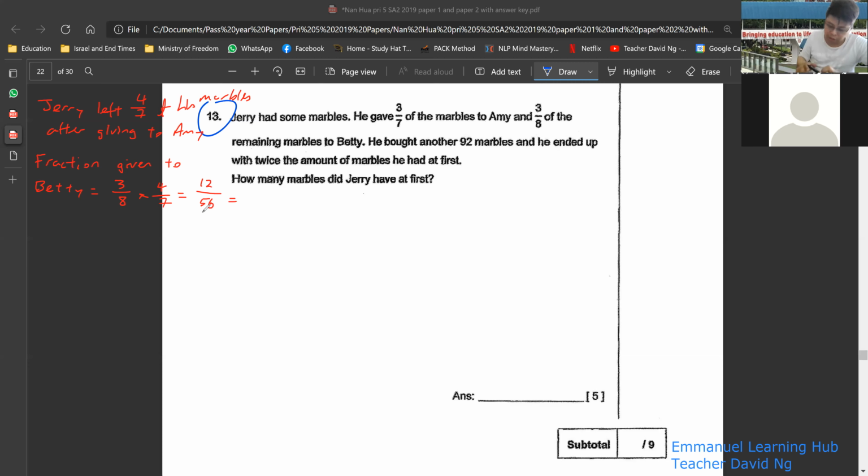So 3/8 times 4/7 is 12/56. To reduce to lowest form, same thing, ask good friend calculator. How to ask good friend calculator? Just press 12 divided by 56. You have 3/14.